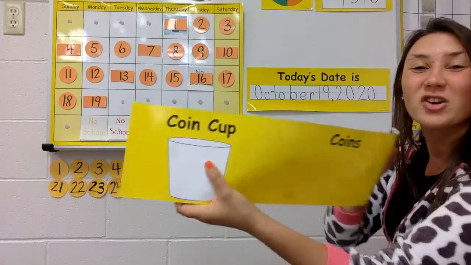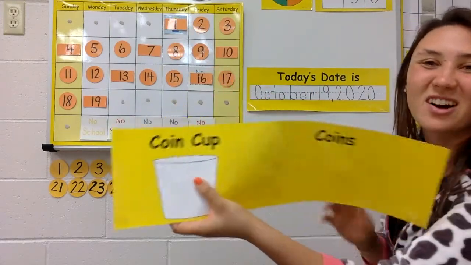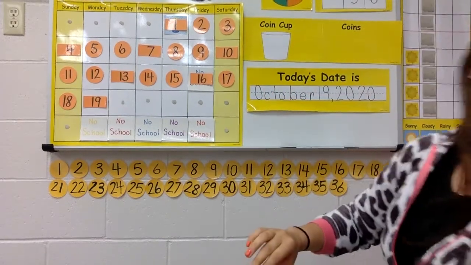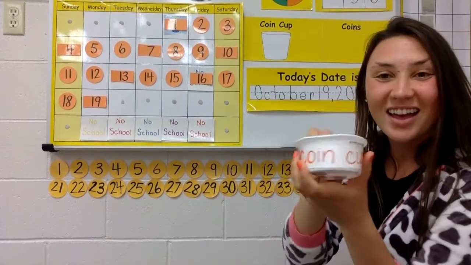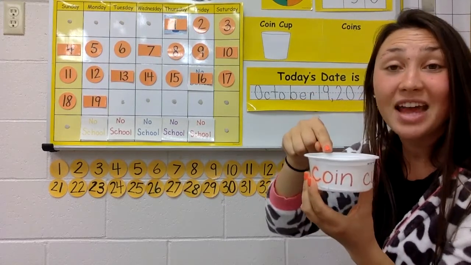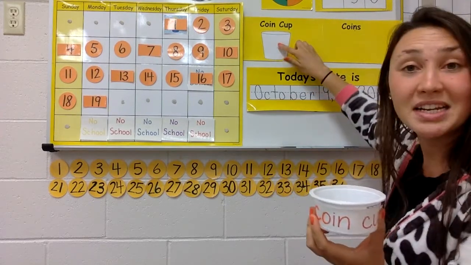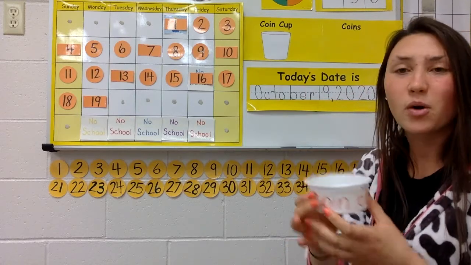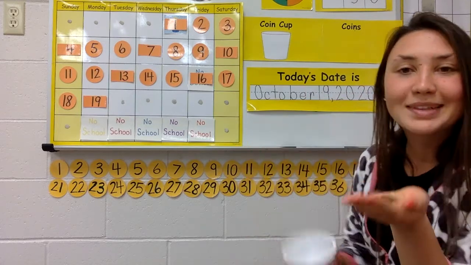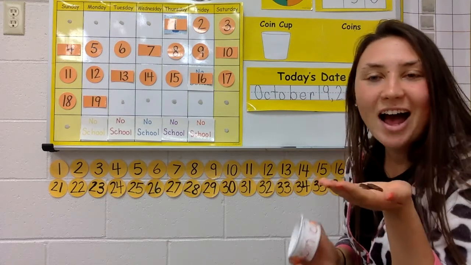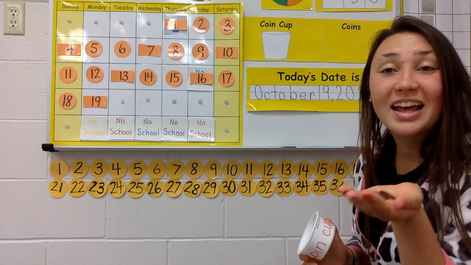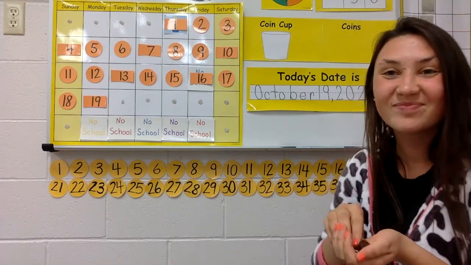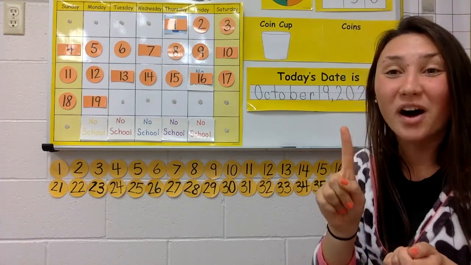It's called Coin Cup. And that's where we have a special number of coins in our coin cup, and we get to count them together, and then we write in here how much money is in the coin cup. So I have some pennies in here. Do you remember how much money is in a penny? How much a penny is worth? A penny is worth 1 cent.